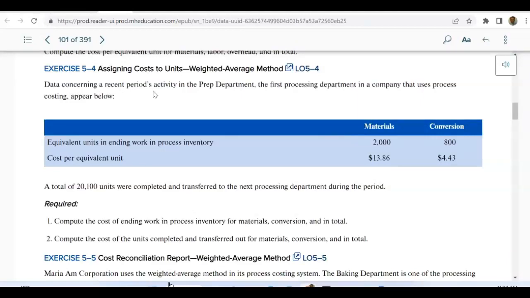Data concerning a recent period's activity in the prep department. The first processing department in a company that uses process costing appears below. So equivalent units in ending work in process are given to us, 2,000 for material and 800 for conversion. Cost per equivalent unit is also provided.